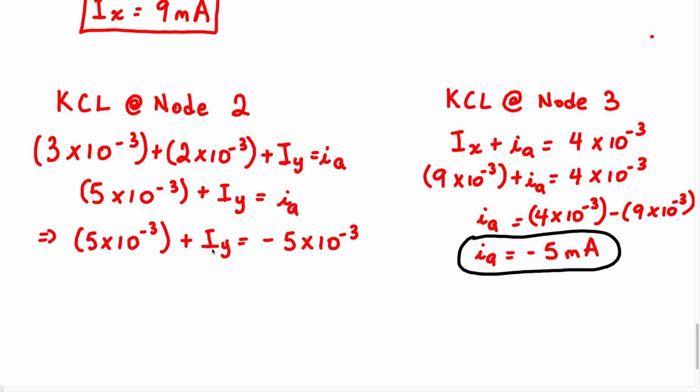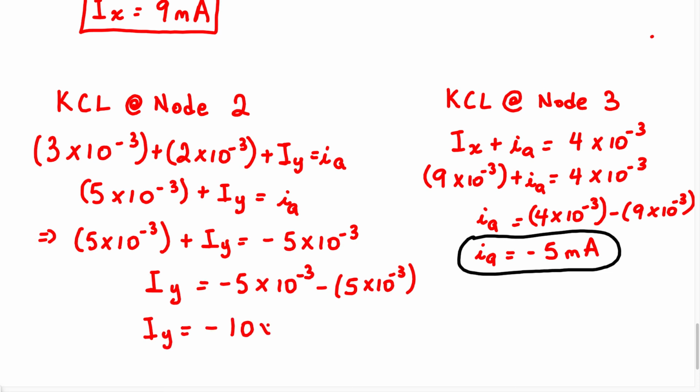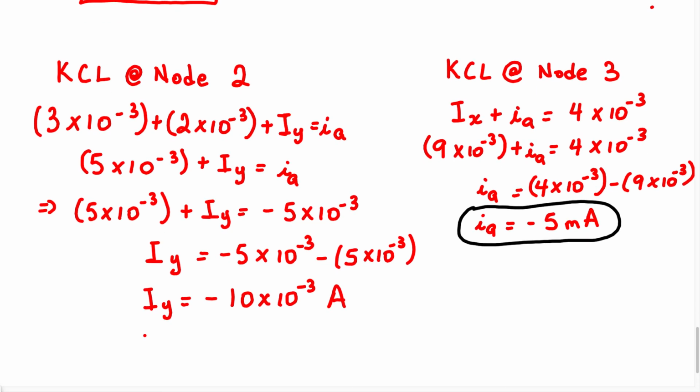Now we're going to solve for IY. So when we manipulate this equation, we're going to have IY equals negative 5 times 10 to the minus 3 minus 5 times 10 to the minus 3. Therefore, IY is going to equal negative 10 times 10 to the minus 3 amps, which we know is going to be written as IY equals negative 10 milliamps. So this is the second current they wanted us to find.